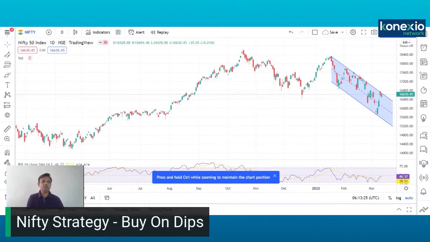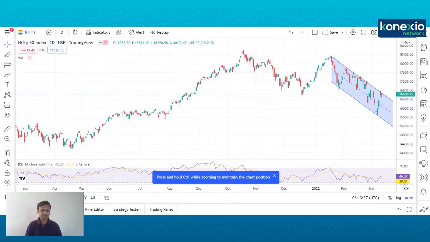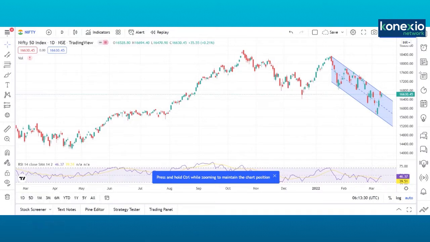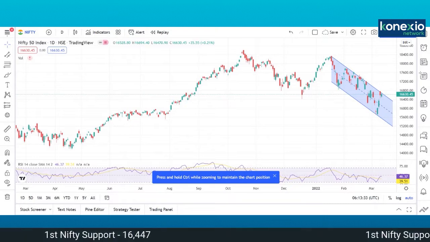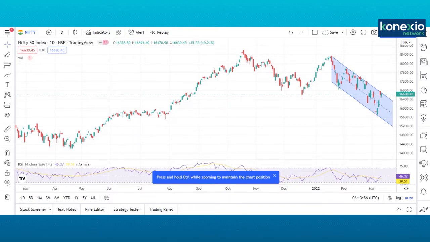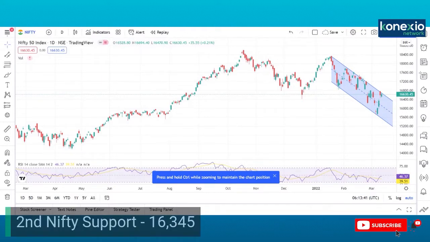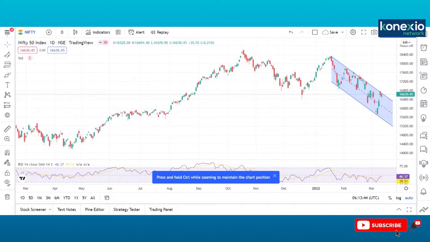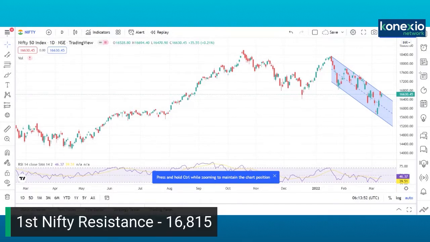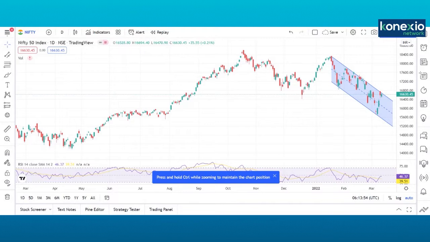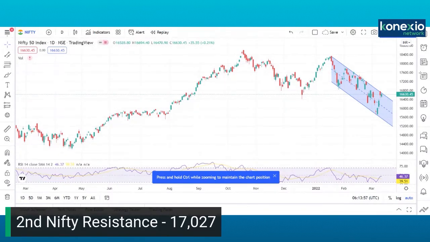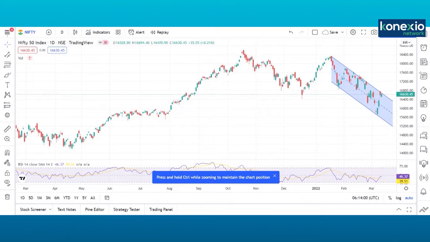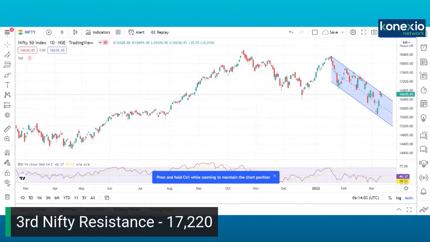Now let us discuss the important supports and resistances in the Nifty for the next week. The first support in the Nifty is placed at 16,447. Second support is placed at 16,345, and third support is placed at 16,133. Whereas on the upside, the first resistance is placed at 16,815. Above that, second resistance is placed at 17,027, and third resistance is placed at 17,220.